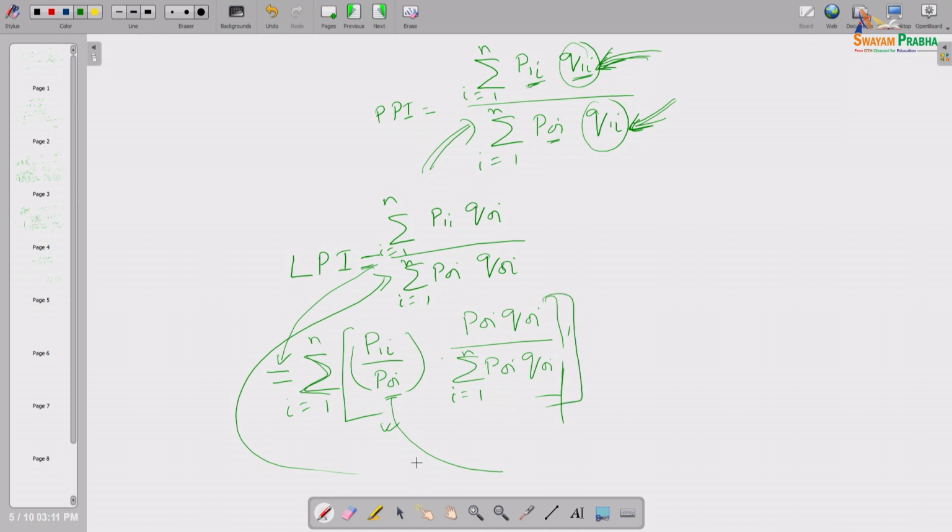Similarly, Paasche's price index also we can show exactly. It is a weighted arithmetic mean. Weighted arithmetic mean, the formula you can see it clearly, it is a weighted arithmetic mean. But what is the weight? A weighted arithmetic mean of what? Of price relatives.